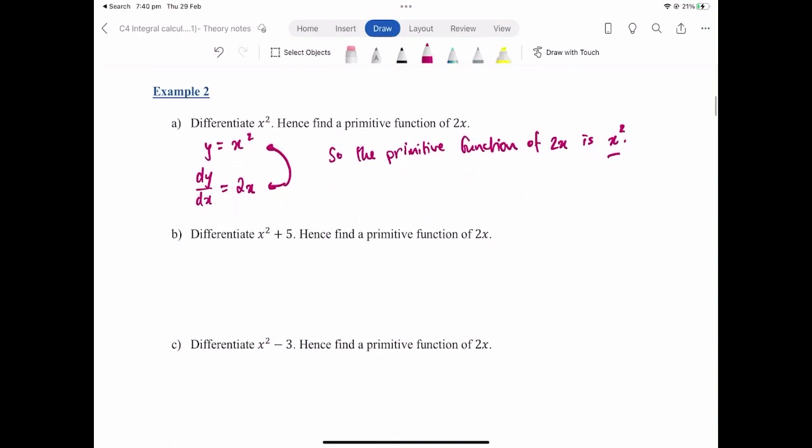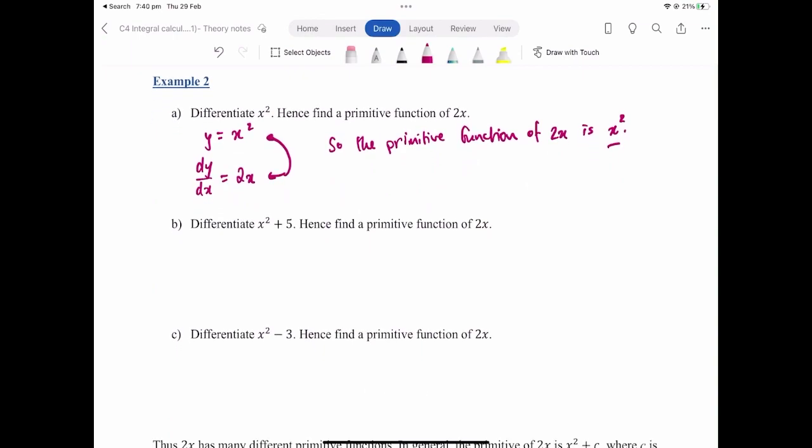Okay, well, what about this one here? We've got x squared plus 5. Same idea. y is equal to x squared plus 5, and then dy/dx is equal to 2x. Well, hang on. What's going on here? We've got the same thing as what we had before, but we started off with two different functions. So how can this be right?